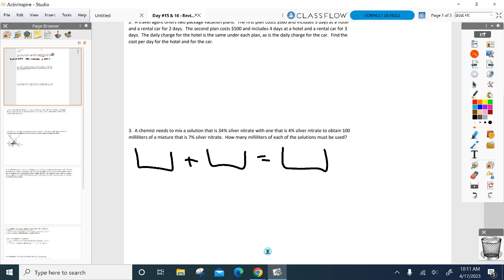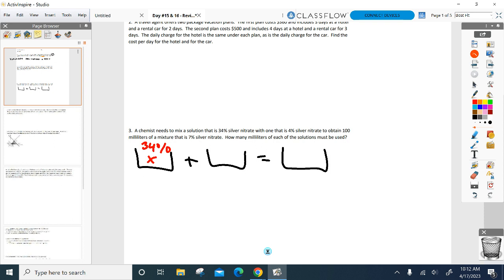All right, here we go. In bin number 1 there, a 34% solution of silver nitrate. All right, so I put 34% in bin 1. Underneath it, hey, how much do you need of the 34%? I don't know. That's your job to find that. So there's my first variable, X. I don't know how much it is. That's my job to find how much of the 34% I need to mix with.